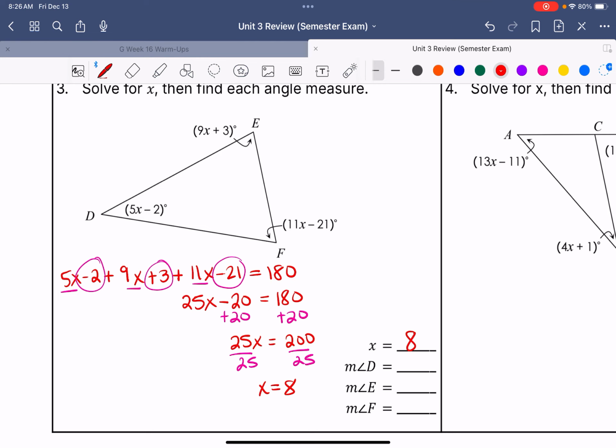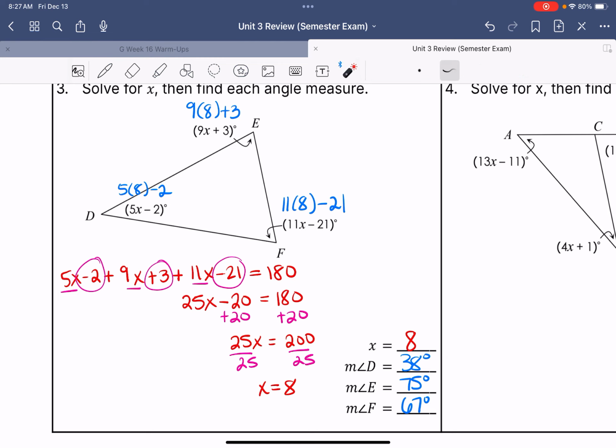But now that we know that x is 8, we're just going to plug 8 into every single angle. So for angle D, 5 times 8 minus 2, that gives me 38. For angle E, 9 times 8 plus 3 gives me 75. And then last up, for angle F, 11 times 8 minus 21. That's 67.